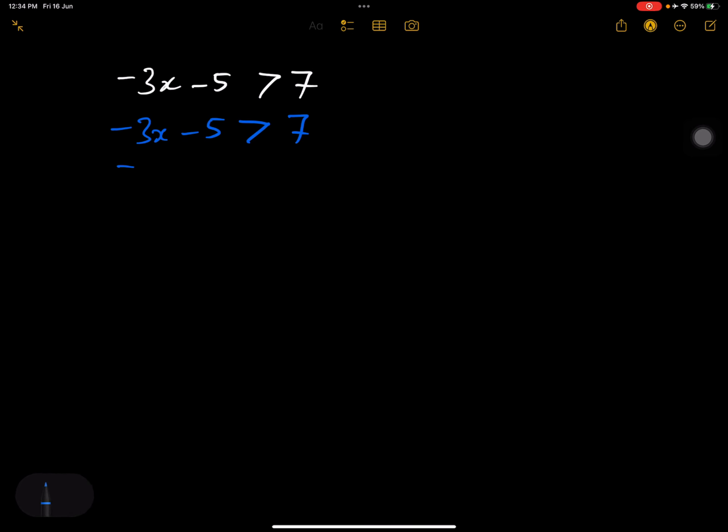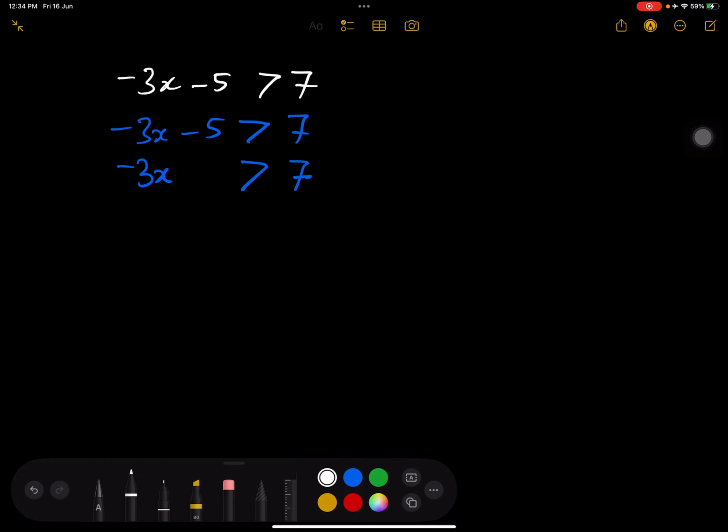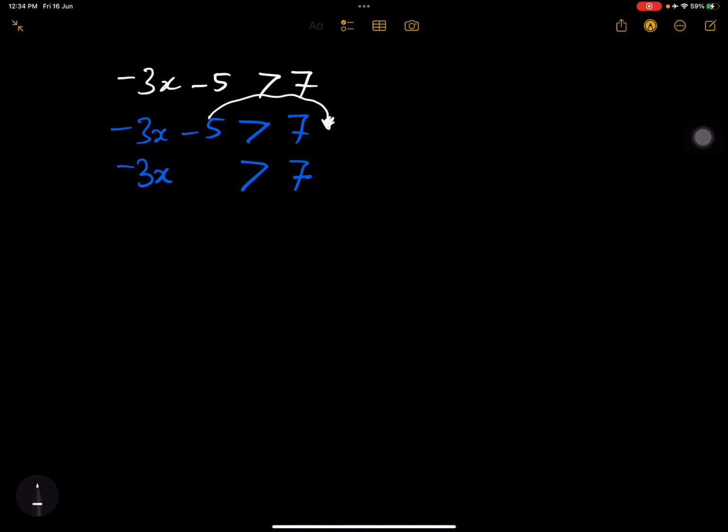Negative 3x is going to be here. The greater than sign is going to be here. The 7 is going to stay where it is. Then we move the negative 5 here. Because it's crossing the inequality sign, the negative will become positive, plus 5. So finally we have negative 3x greater than 12.